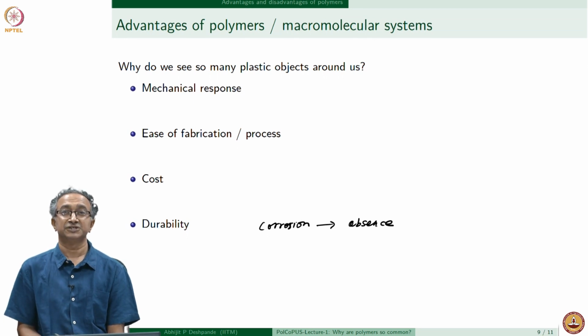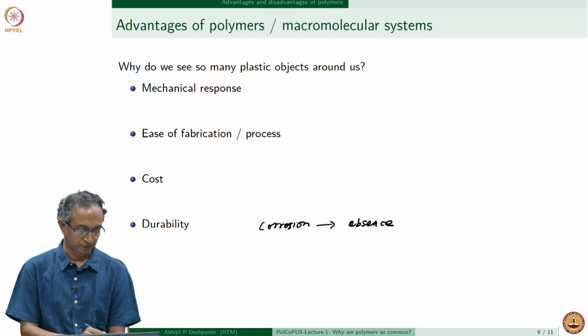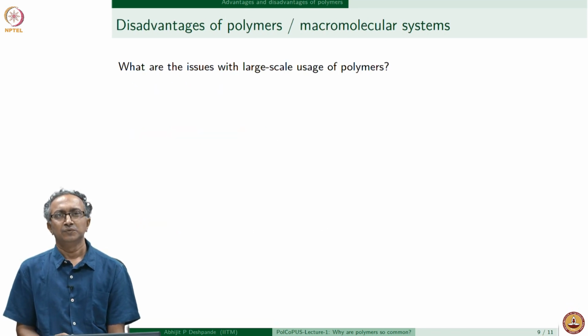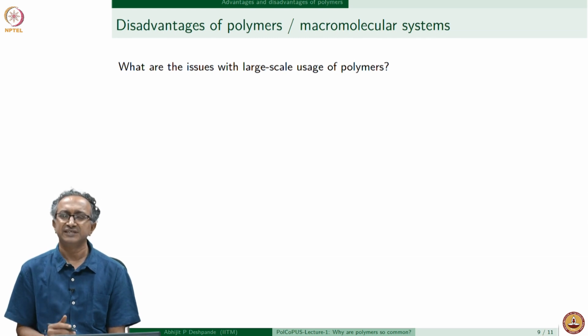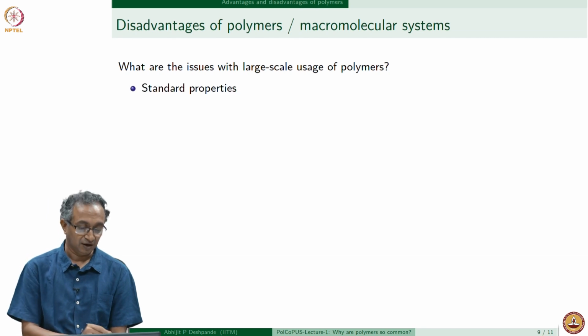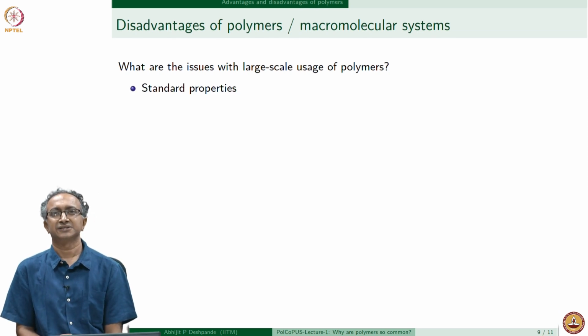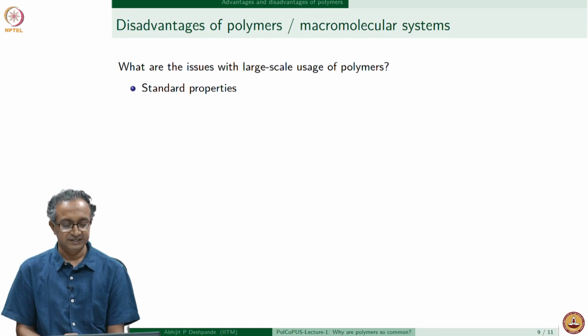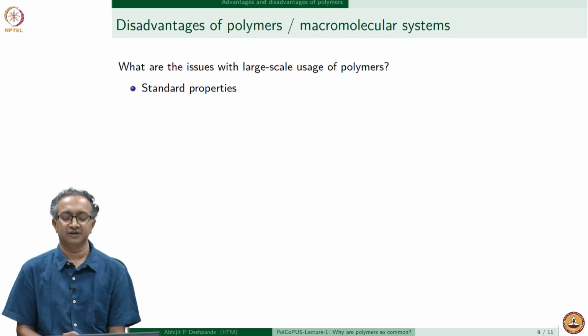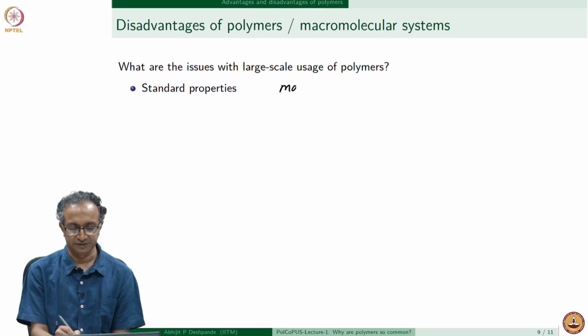Now, you can ask the reverse question also as to what are the disadvantages with polymers. Why do you think such large-scale polymer usage is problematic? Or what are the challenges associated with large-scale use of polymers? And one key challenge, in fact, is that how do we choose which polymer for which application is not as easy. We will see that one of the main things related to polymers is its macromolecular nature. The fact that it's a very giant molecule.